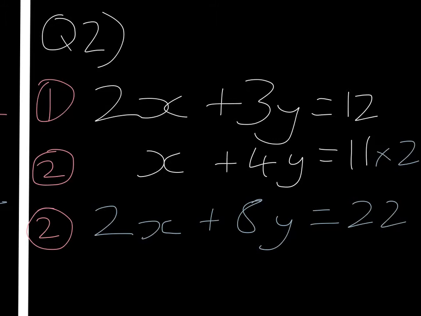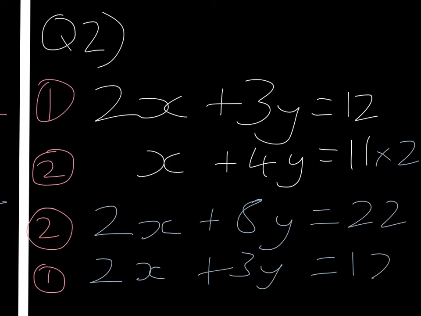Two ways I could be doing this now. I know that I'm going to have to do a takeaway, so I want my bigger numbers on top. So my 8 here is bigger than my 3 here, and my 22 here is bigger than my 12 here. So I want equation 1 to be on the bottom. So I'm going to write out equation 1 underneath equation 2. 2x plus 3y is equal to 12.